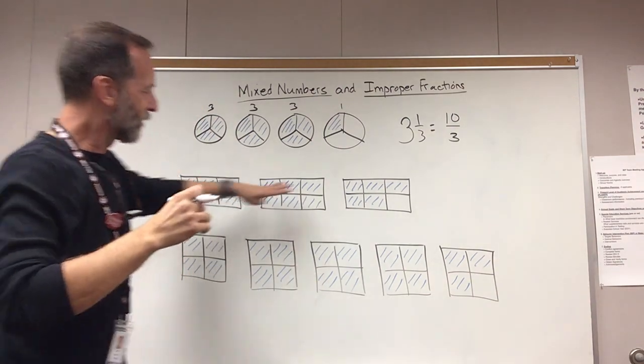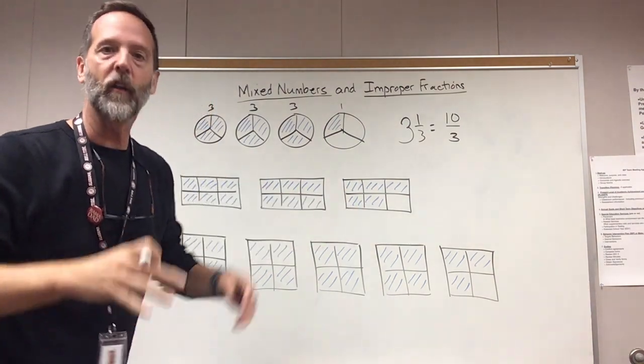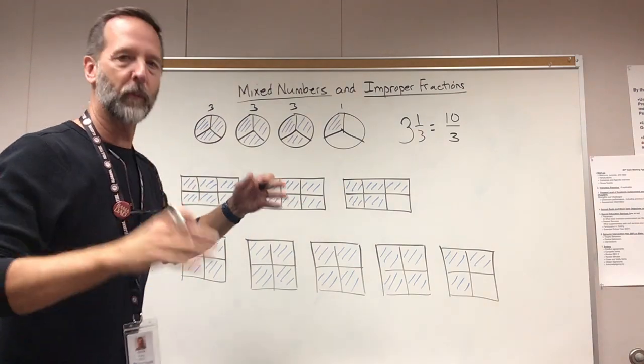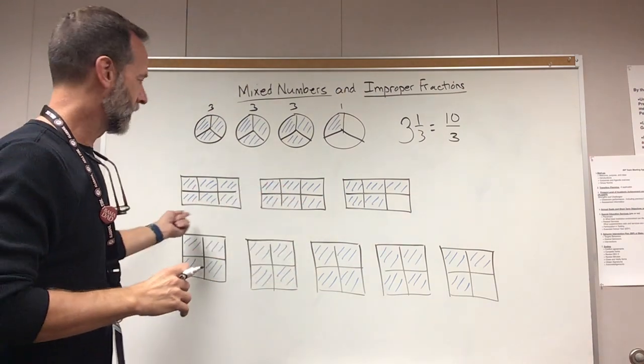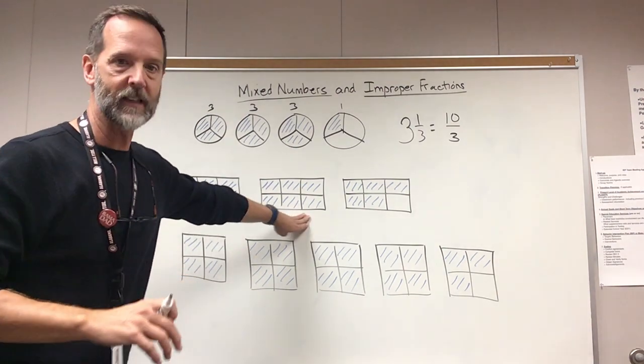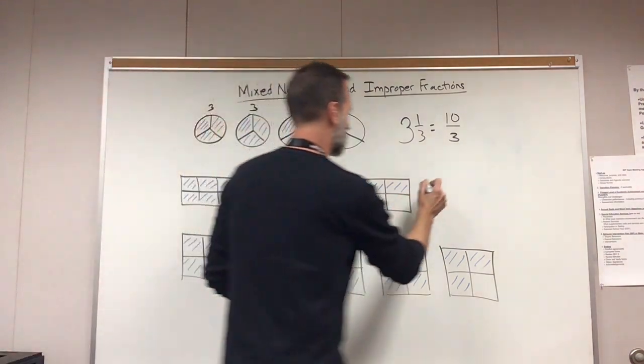Okay? I have rectangles. All right. 3 of them. Are they all completely shaded? No. How many rectangles are completely shaded in this one? Is this one? Yes. Is this one? Yes. Is this one? No, that's got a blank spot. So I have 2 whole ones.